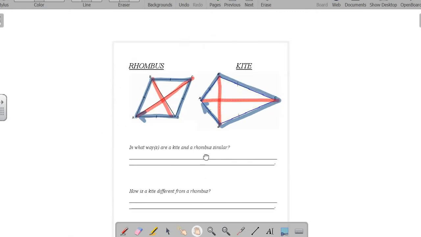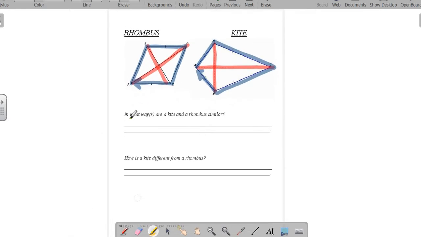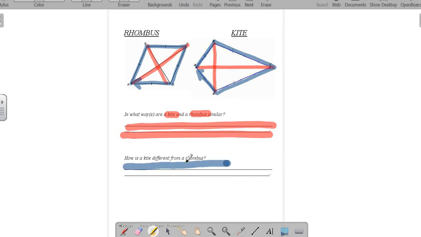I would like you to, in one short sentence, explain in what ways are a kite and a rhombus similar. There's a couple ways. Try to think of a couple. And you're going to write your own sentence there. In what ways are they similar? And then taking a look here, a couple ways.